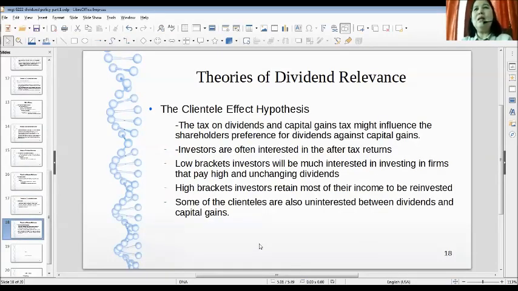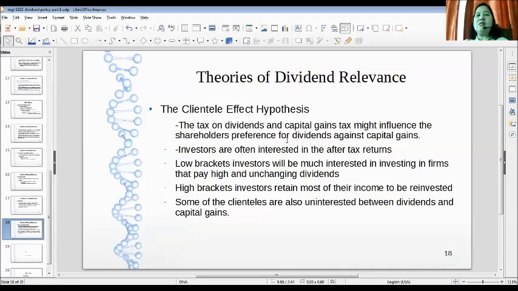And we also have one theory under the clientele effect hypothesis, okay. In the clientele effect hypothesis, the tax on dividends and capital gains tax might influence the shareholders' preference for dividends against capital gains. Okay, ano ibig sabihin nito? Okay. Kasi class, when you are going to sell your stock, for example, kung si ikaw, si Ana, si Trista, meron kayong stocks from BDO and you wanted to sell your stocks, okay? Pag nagbenta kayo ng stocks nyo, magbabayad din kayo ng capital gains tax. Okay. So ano yung gusto mo? Magbabayad ka ba ng capital gains tax pero ma-i-encash mo yung stocks mo? Or kunin mo na lang kaya yung dividends mo para may cash ka rin. So it depends, di ba, sa needs ng tao.